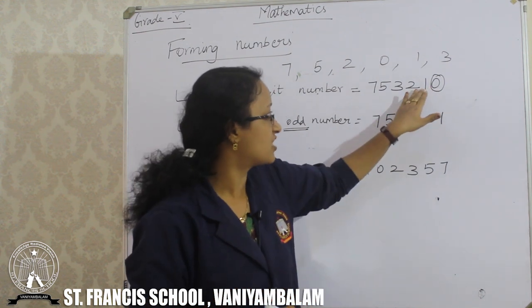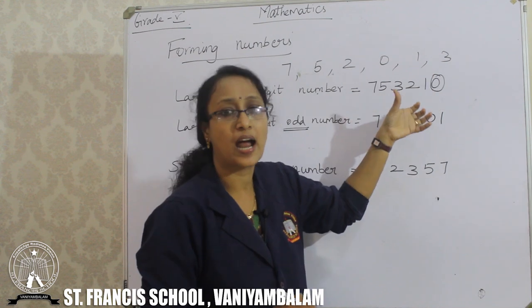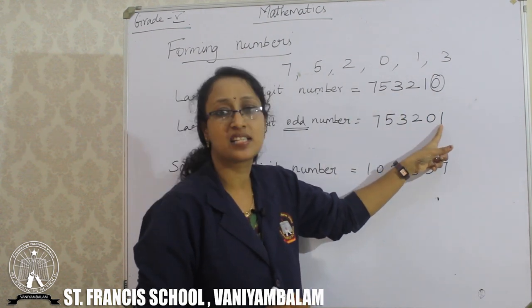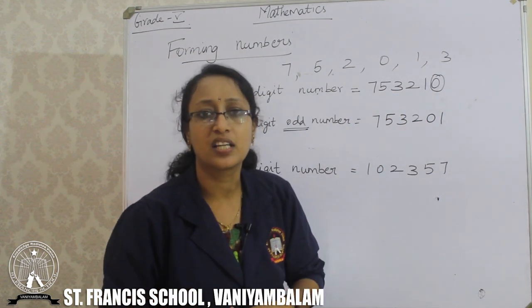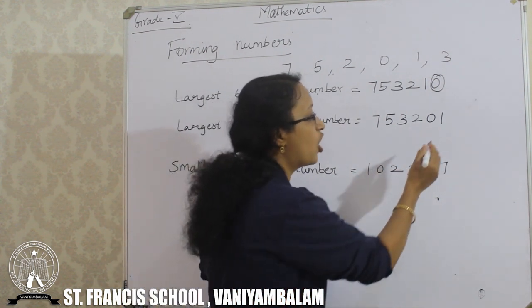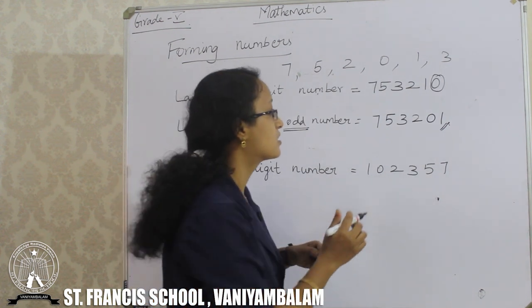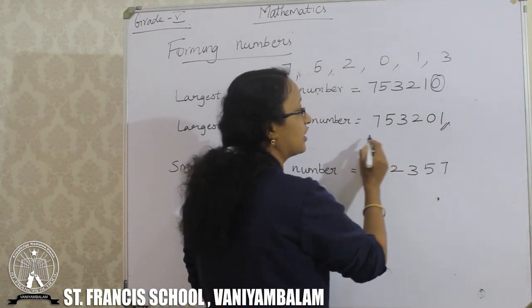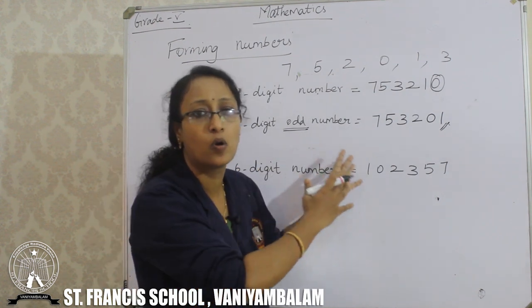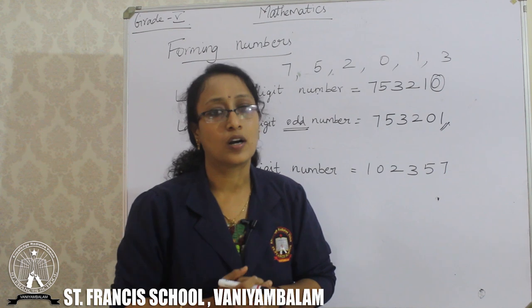So if you interchange the places of 0 and 1, check the ones place digit. In the ones place you have 1. Is this an odd number? Yes, 1 is an odd number. So the number we wrote is our largest number and also an odd number.